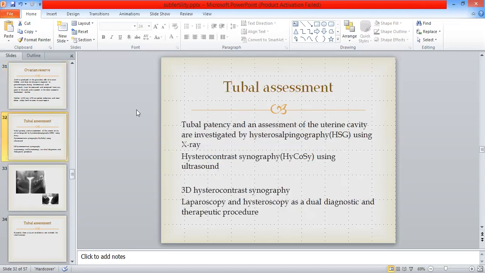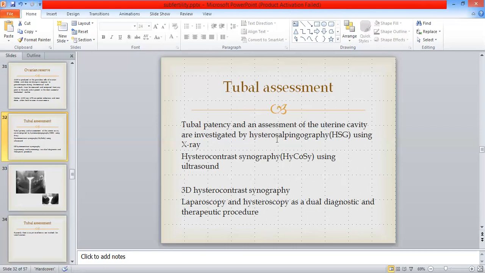Now, coming towards the tubal assessment. Two things are we assessing in the tubal: the tubal patency, whether it is blocked or patent, and the second thing is the function of the tube. Different techniques are present for assessing the patency of the tube, but there is currently no good test available to assess the function of the tube. Patency and assessment of the uterine cavity are investigated by hysterosalpingography. This is an investigation we do in the female partner for assessment of the tube.